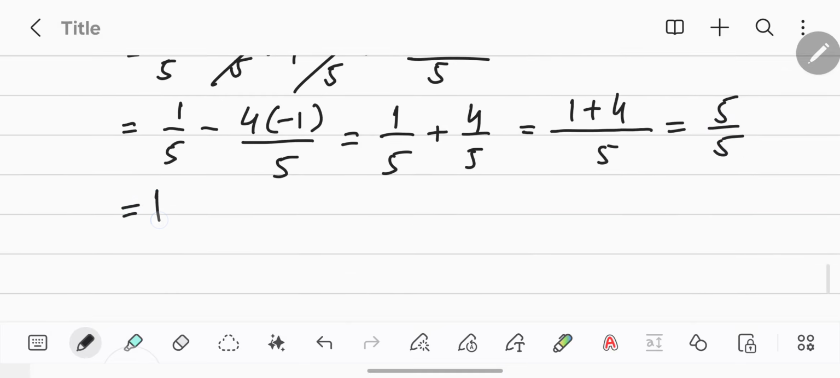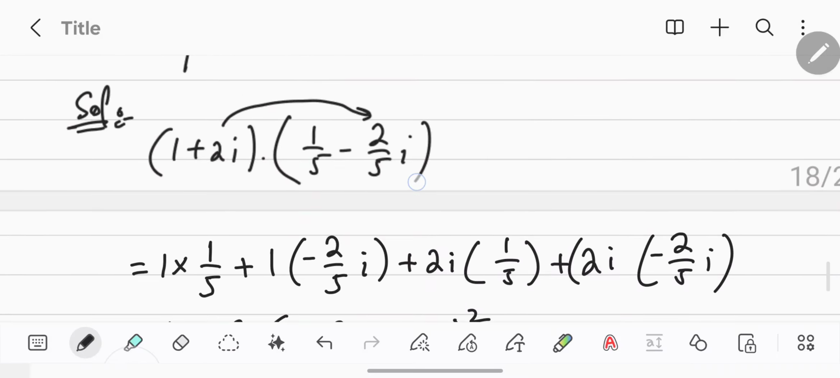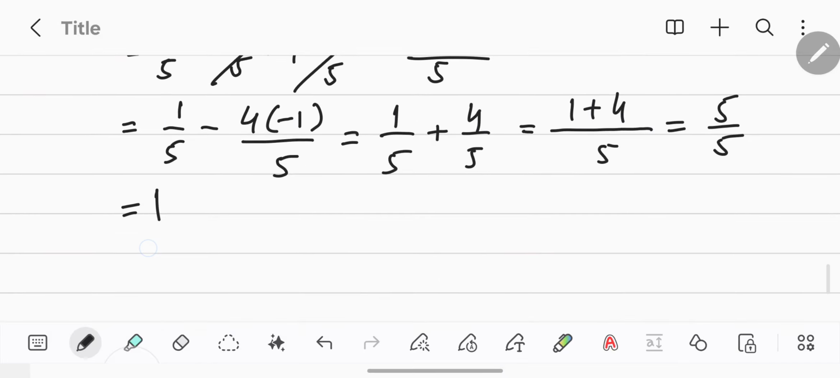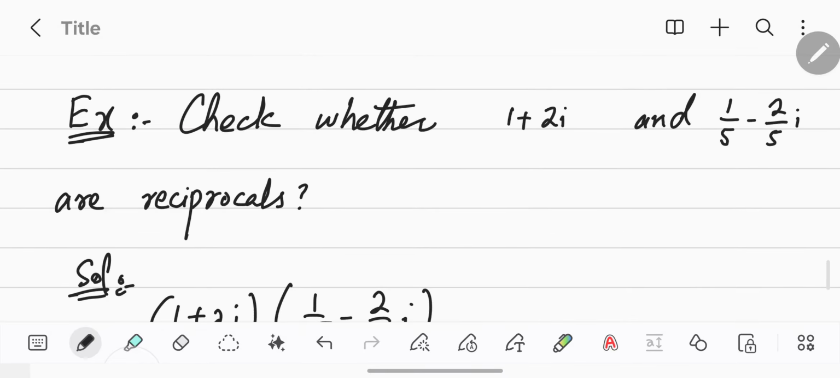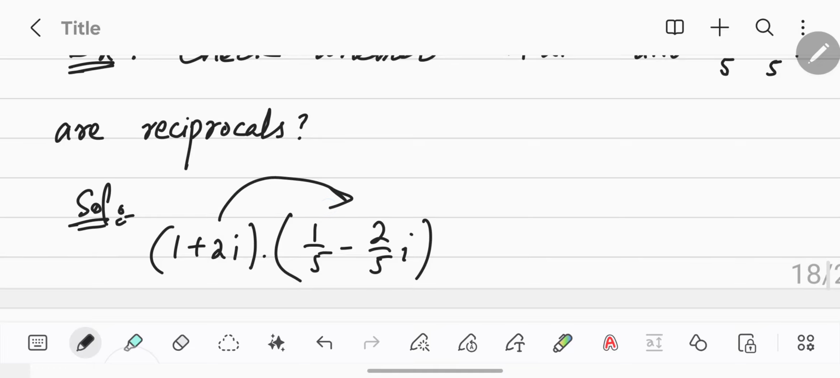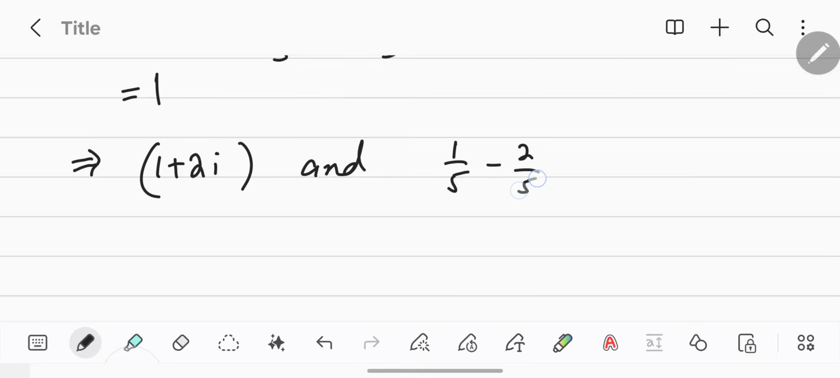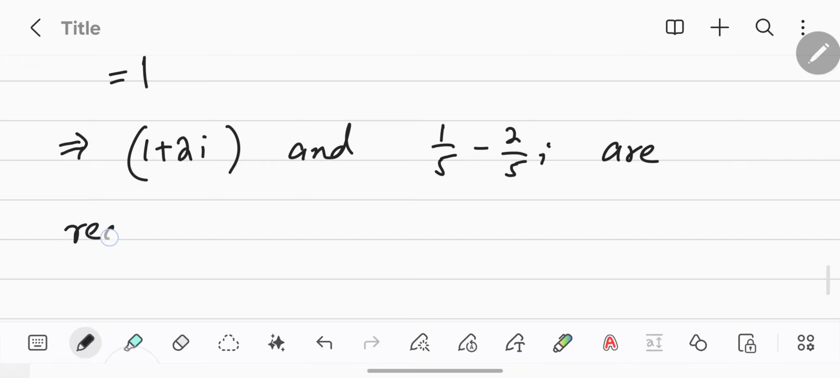The answer is 1. Oh my god, what does that mean? It means I have multiplied this number with this number and I got 1. This implies that these two numbers are reciprocal. This means 1 plus 2 iota and 1 by 5 minus 2 by 5 iota are reciprocal complex numbers.